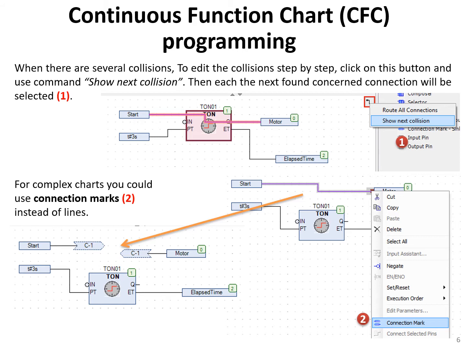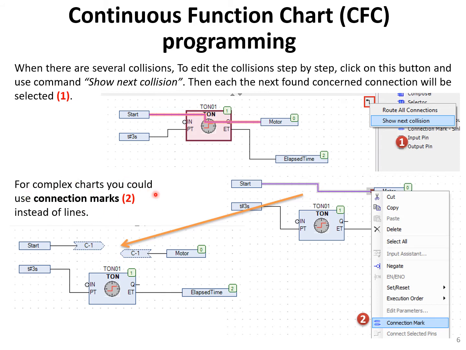When there are several collisions, to edit the collisions step by step, click on this button and use the command show next collision. Then the next found connection will be selected. So when you click this one, the first one appears, you need to sort it out, and then click next again, and then it will jump to the next one, and you need to clear that collision as well.